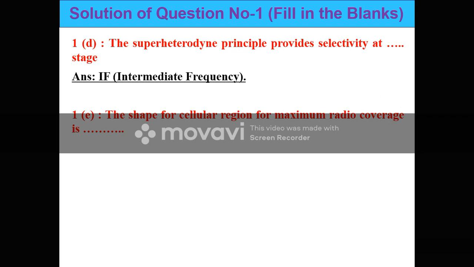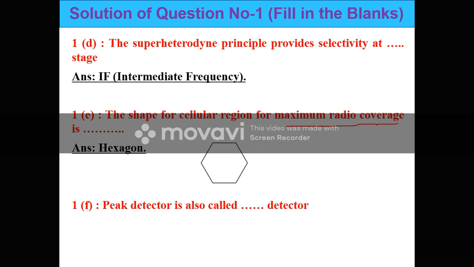Next question: the shape for the cellular regions for maximum radio coverage is dash. In the cellular concept there are multiple shapes: circular, triangular, rectangular, hexagonal, like that. So for maximum radio coverage we use the hexagonal shape. The hexagonal shape is this one, there are 6 edges, so that's why it is called the hexagonal shape, which covers the maximum coverage range in cellular communication systems.